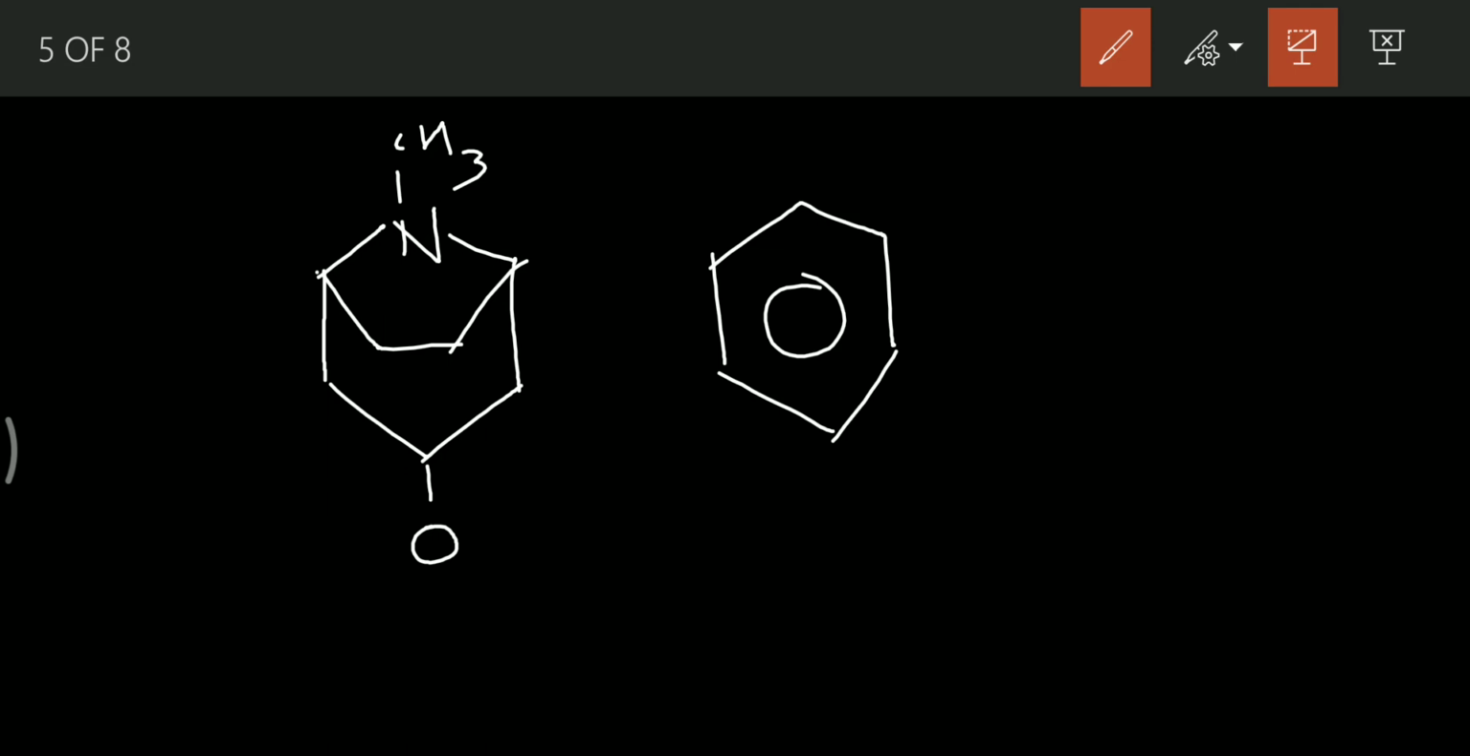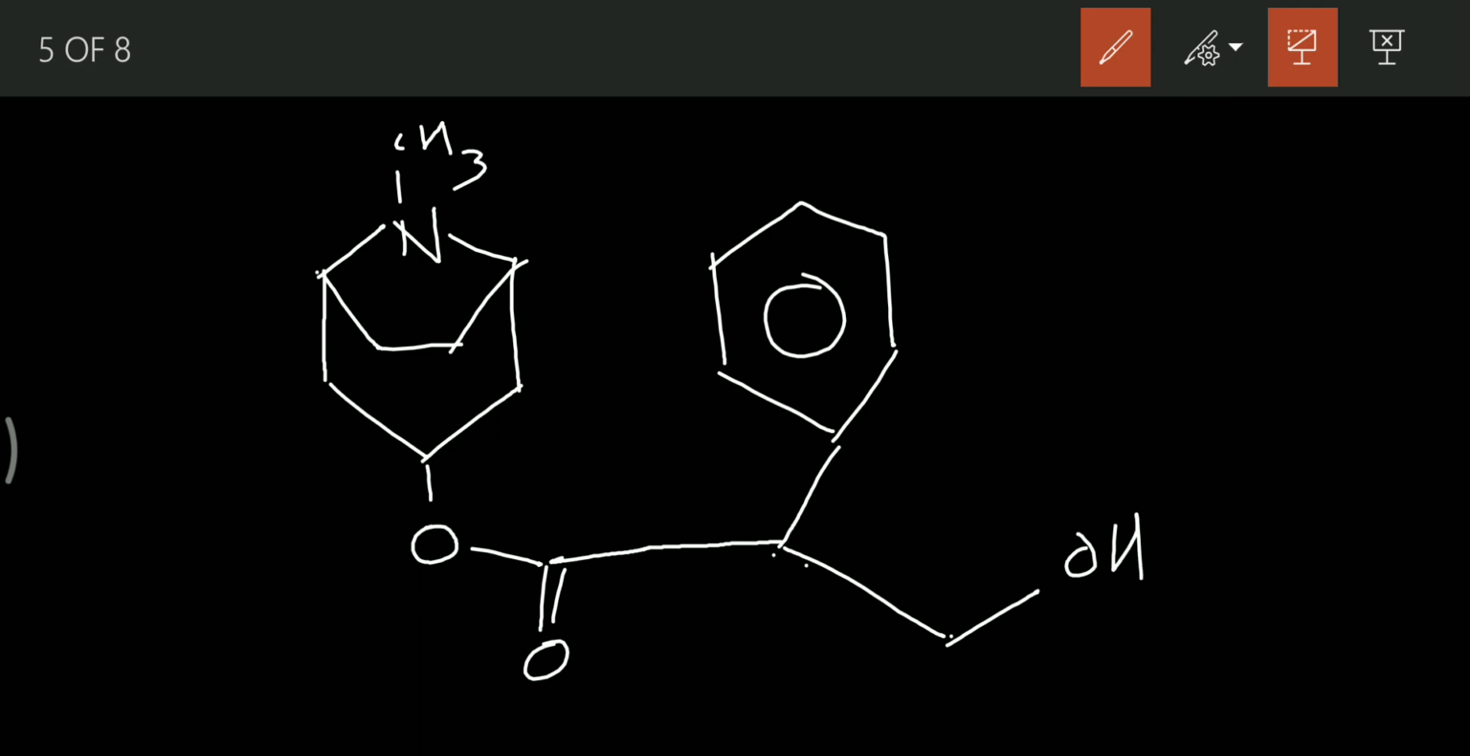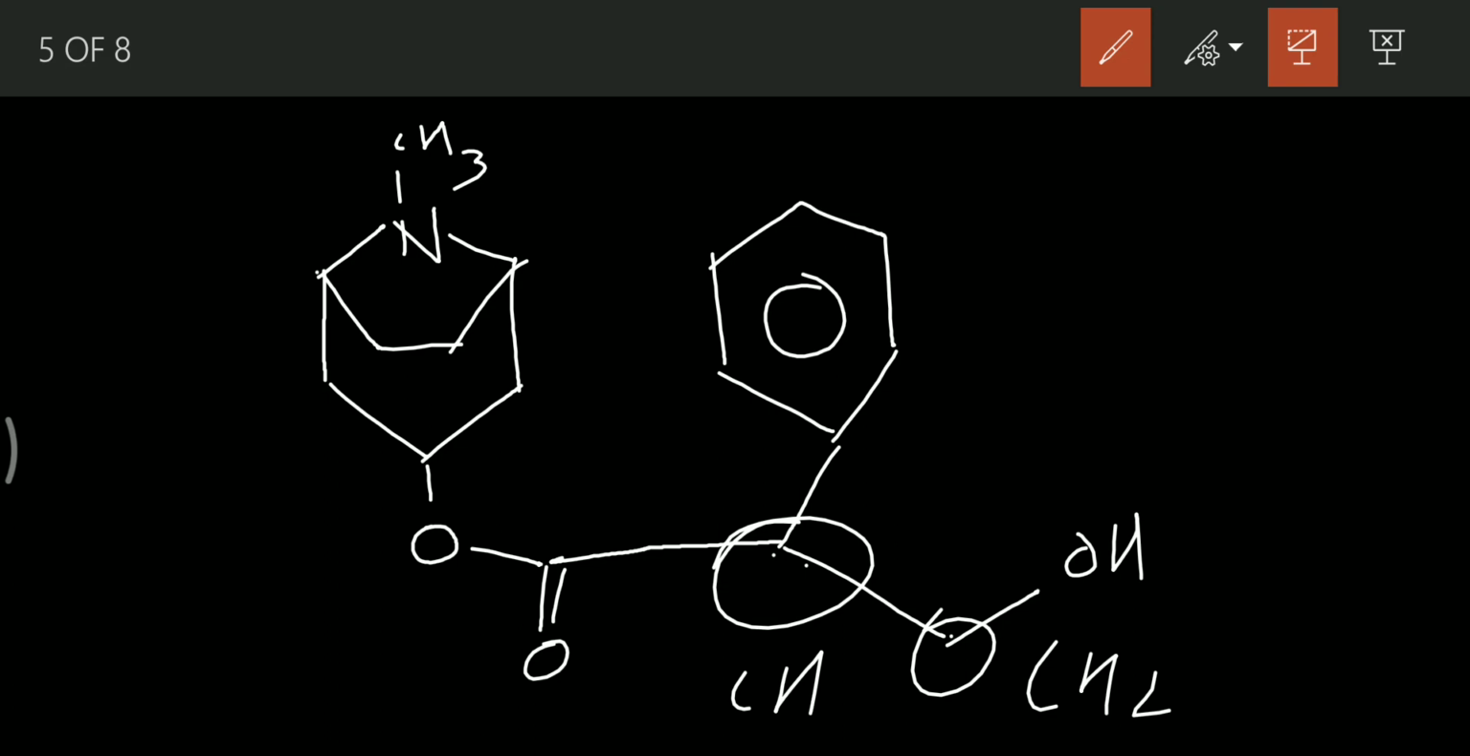Then attach that to one carbonyl group, which is then attached to one CH2 group, which is then attached to another CH2 group. Sorry, here it is attached to a CH group. That CH group is attached to a CH2 group, then attached to OH. This is the structure of atropine. Here this shows that it is CH, and here this is CH2. Here this is a carbon atom. So this is the stick structure.